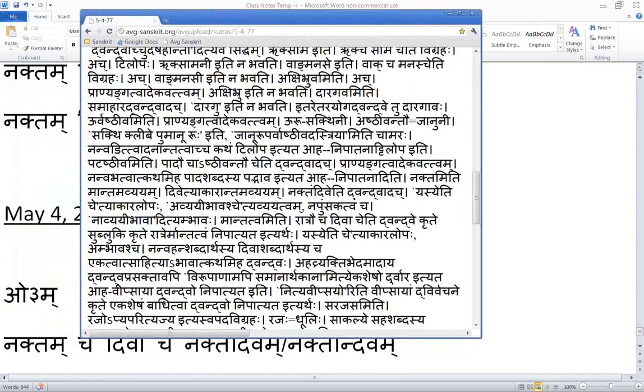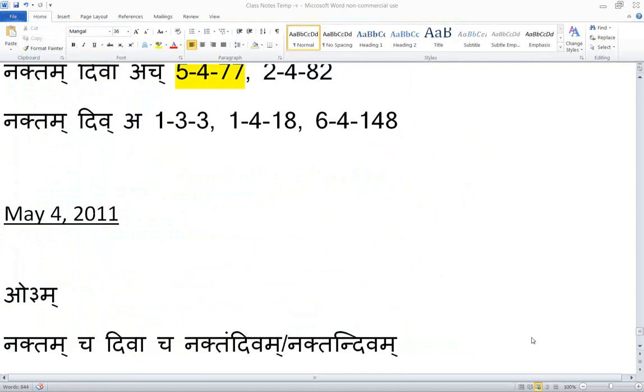Chintaniyamidam, we'll leave it anyway. As I said to you, the final form is clear, Naktan Divam is clear, and the fact that the compound was irregularly authorized by 5 forces is also clear. So I'll put it like this.